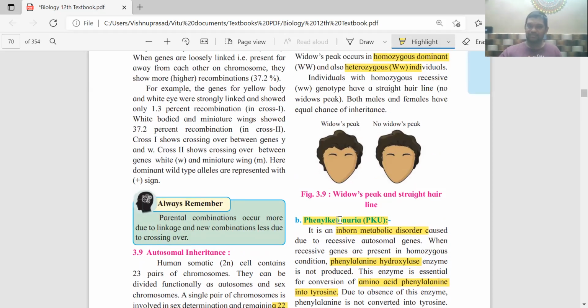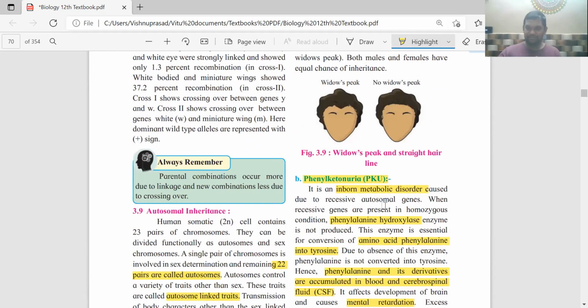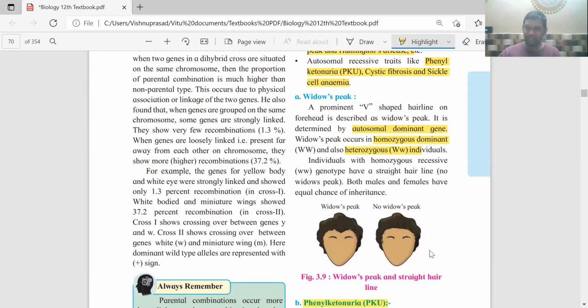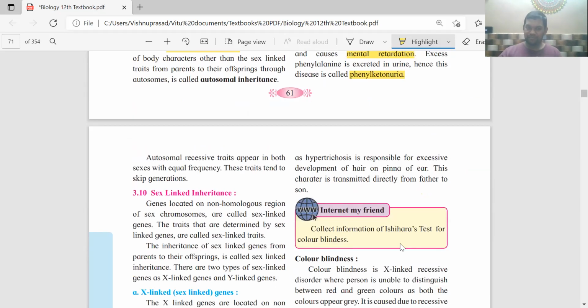The first one was a morphological trait, whether it is present or not. It is not any disease. It is just one alternative trait, like whether you have straight hair or curly hair. It doesn't mean that you are suffering from something. But phenylketonuria is actually a disorder, so you have to use the correct words. Every time it is not a disorder, every time it is not a disease, and sometimes it is a trait. Use the correct words.